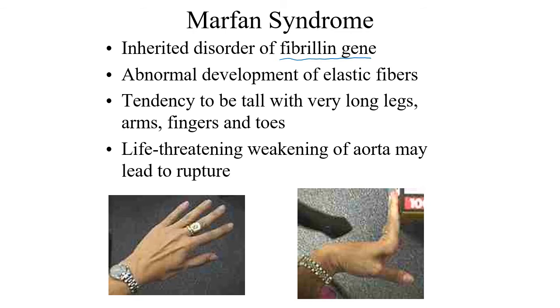The problem is that it's not just extra stretchy, but it doesn't bounce back. And so in the picture here, we have the ability to bend back the metacarpophalangeal joint to 90 degrees in extension. That shouldn't happen. Having extra loose joints is a problem, but the bigger problem is that we also have elastic fibers in places like blood vessels. And so they can lead to the larger blood vessels, our elastic arteries, stretching out too much, and the aorta may eventually rupture.